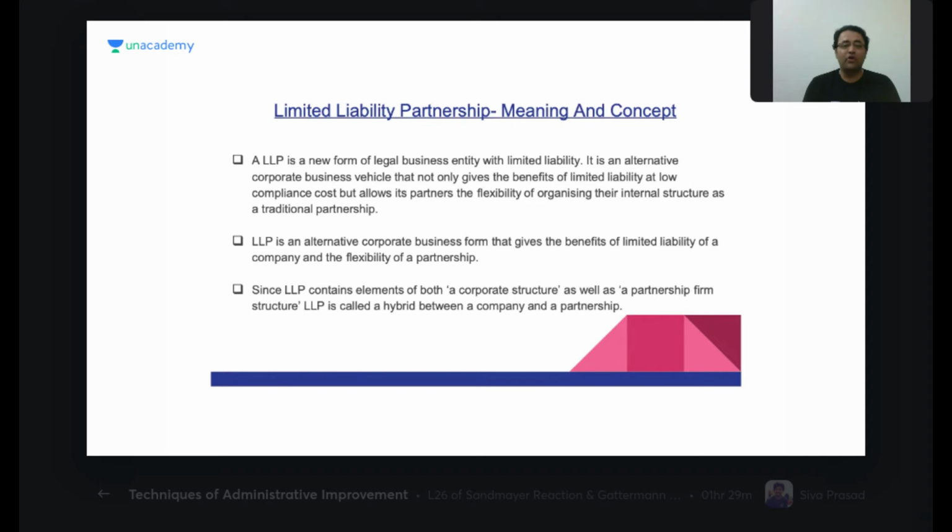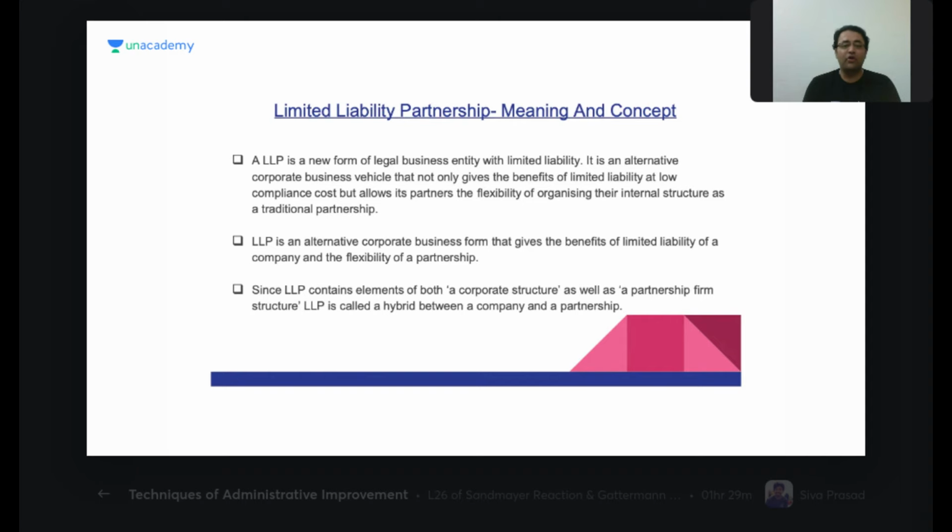What do you mean by limited liability? Don't you notice that this term is being used again and again, a limited liability? Now, what was the biggest drawback of a traditional partnership firm under the Indian Partnership Act 1932? The biggest drawback was unlimited liability. That is, the liability of the partners was not limited, but it was unlimited. Their personal assets could be attached to pay off the creditors.